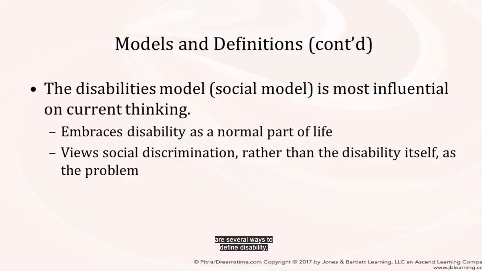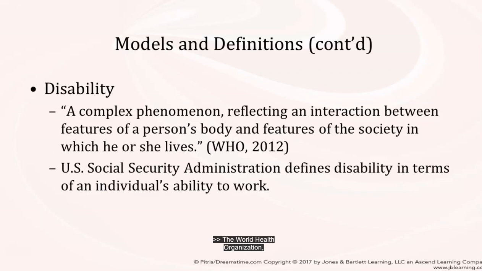There are several ways to define disability, but the most influential is the social model, which embraces disability as a normal part of life and addresses social discrimination rather than the disability itself as the problem. The World Health Organization, WHO, defines disability as, quote, a complex phenomenon reflecting an interaction between features of a person's body and features of the society in which he or she lives, end quote.